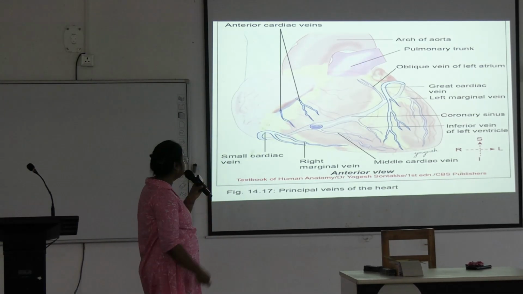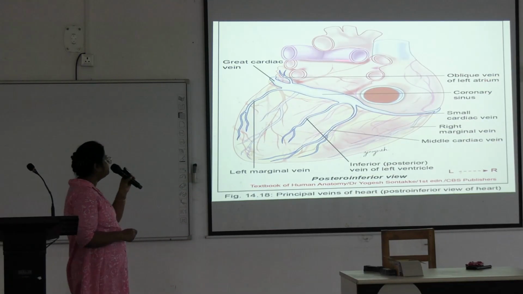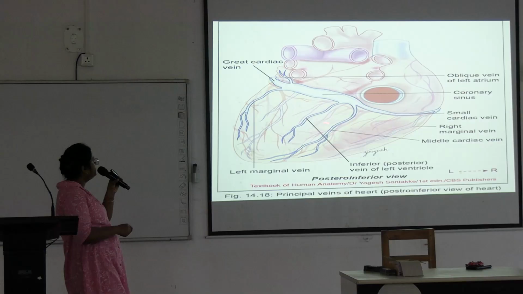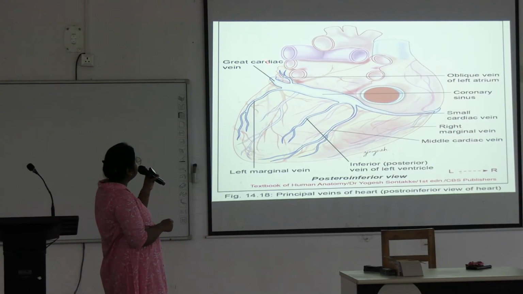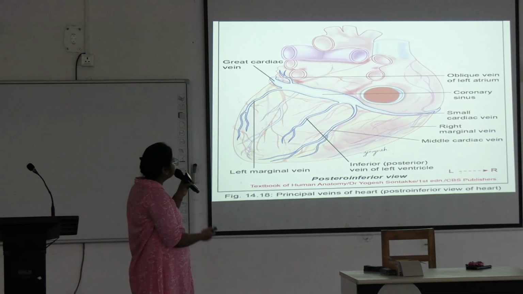Okay. Next, this is posterior view of the heart or diaphragmatic surface. Here you can see the coronary sinus. This is inferior or posterior vein of left ventricle, middle cardiac vein, left marginal vein, great cardiac vein. Okay. From here, small cardiac vein. Next.